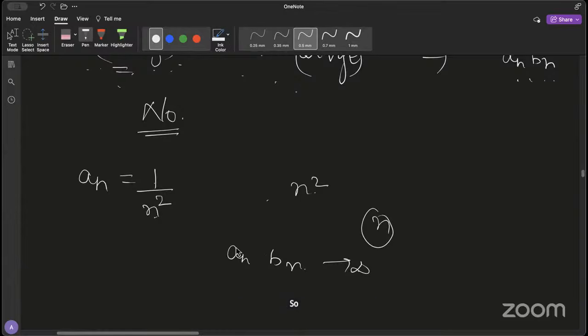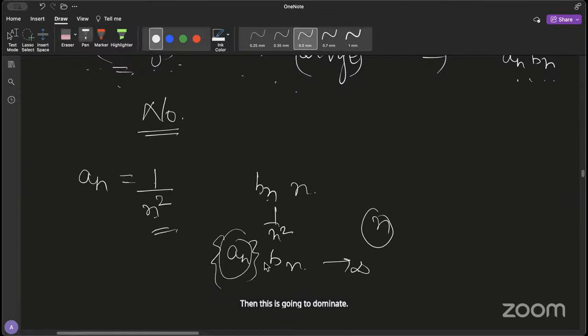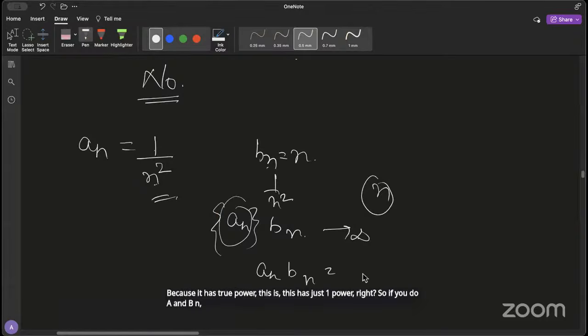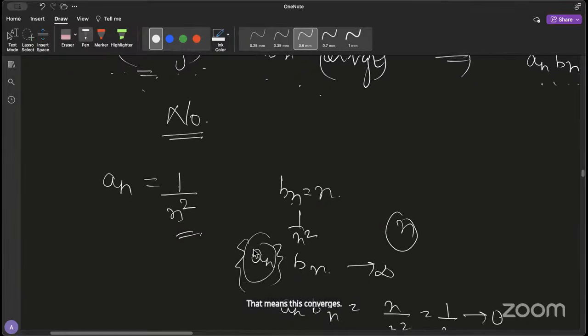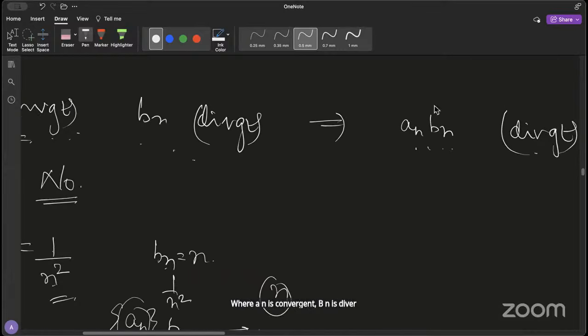So I want the one that is converging to dominate. That means if this is 1 by n square, and I take bn to be n, then this is going to dominate because it has two powers, and this has just one power. So if you do an and bn, you will have n by n square, which is 1 by n. Now where does this go when n goes to infinity? This goes to 0, right? That means this converges. So this is an example where an is convergent, bn is divergent, but the product is convergent.